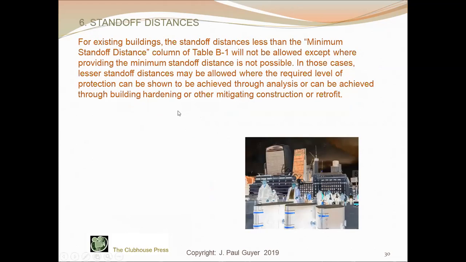For existing buildings, a standoff distance less than the minimum standoff distance indicated in the appropriate column of table B1 will, generally speaking, not be allowed except where providing the minimum standoff distance is not possible. And of course, frequently, things that you would like to do as far as terrorism protection just simply can't be done in a practical way because the building already exists. In those cases, a lesser standoff distance may be allowed where the required level of protection can be shown to be achieved through analysis or can be achieved through building hardening or other mitigating construction or retrofit, replacing the windows, replacing the doors, or constructing alcove doors.